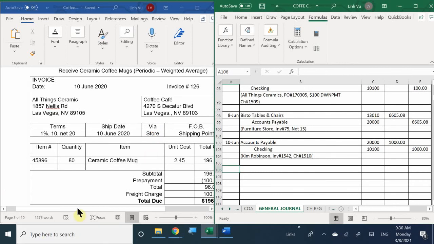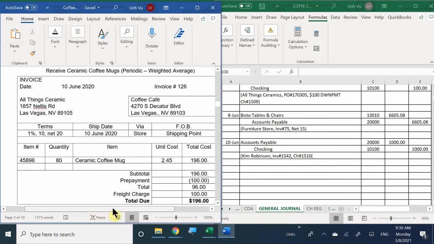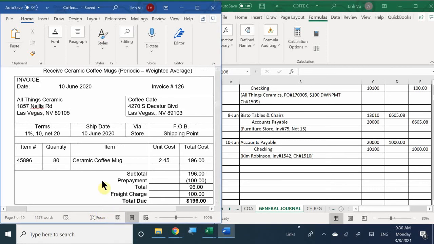We got our invoice for the mugs. We finally received our inventory item. And let's take a look. What kind of inventory are we using to keep track of these coffee mugs? Weighted average. Weighted average, but what else? What's the most important thing that you need to know? Periodic. We are keeping track of it via periodic. We're going to calculate it at weighted average, okay?